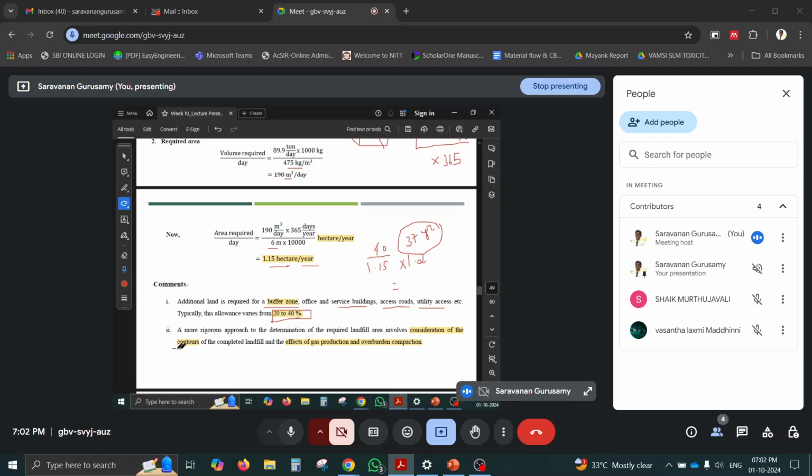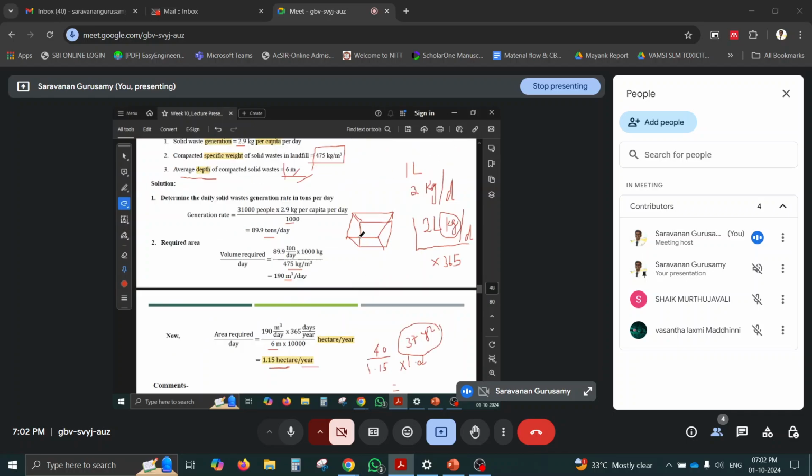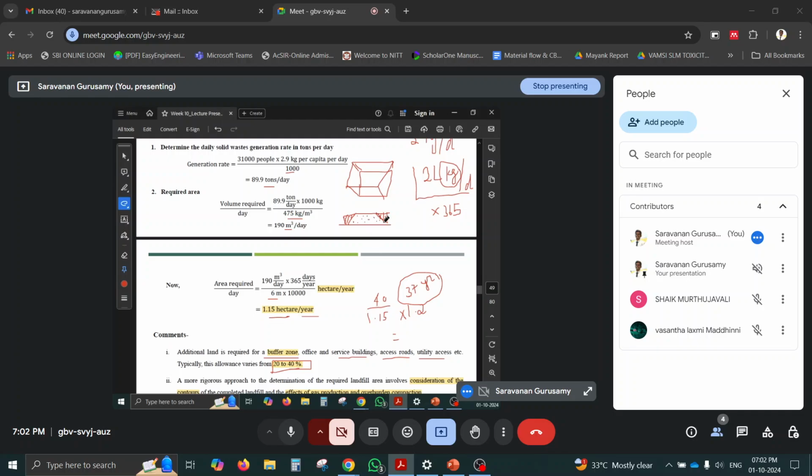Also, you can consider some contours and the effect of gas production and overburden system, and the landfill gas collection and leachate collection system will also require some area. If you subtract that, what is the remaining area? That is only for solid waste. And if you are considering only a cube of 6 meter, this will not always be a cube, it will be like a trapezoidal shape. So this area will not be taken into consideration in practical situations, so you have to subtract this area also. Only this area will be used for solid waste storage. That also you have to take into consideration by considering the slope.